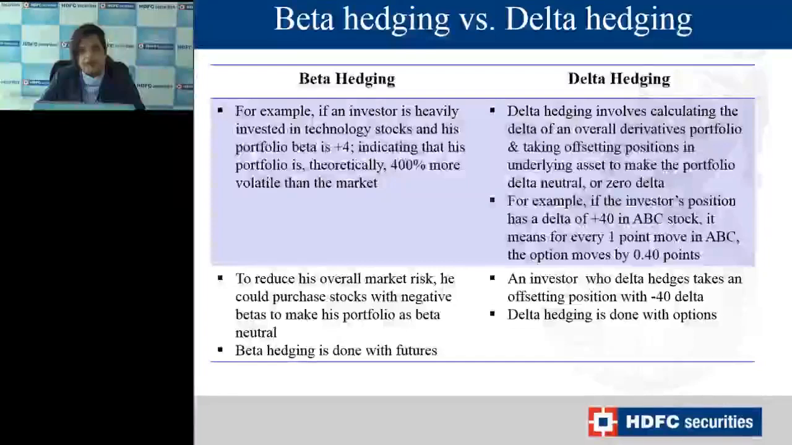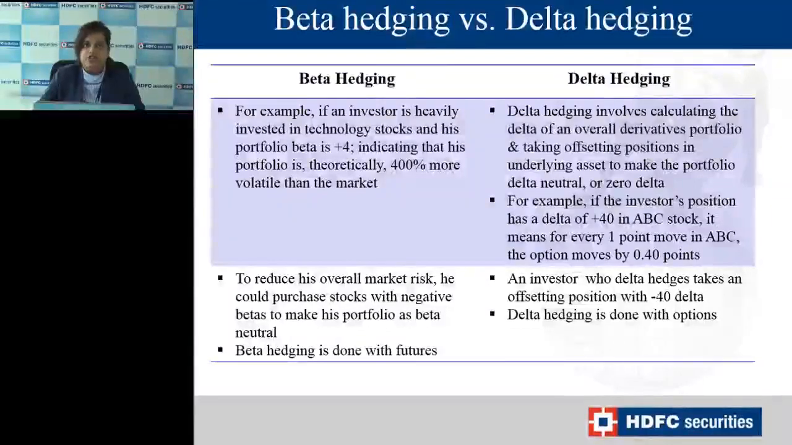Now if this investor has to neutralize his portfolio, then he has to take a position by offsetting, by taking the position of a negative delta, -40 delta. So this is the difference between beta hedging and delta hedging.